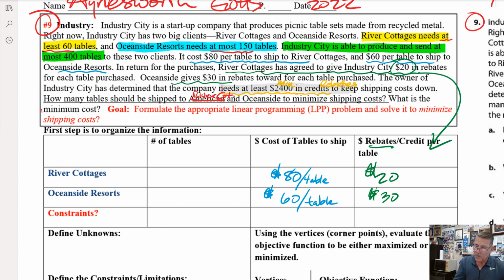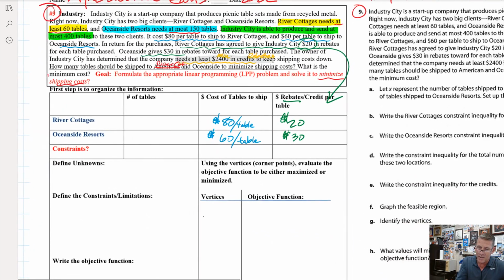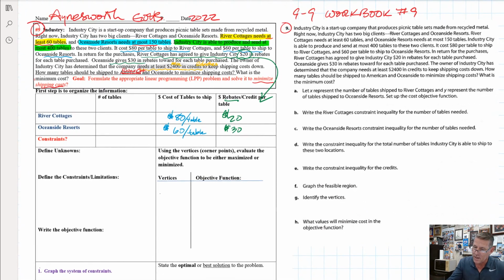Okay, so how would we do that? How do we minimize the shipping cost? Our goal in this problem is to minimize, not maximize, but minimize the shipping cost. So we need an objective function that talks about the cost of doing things here. And to do that, we need some variables first. So let's go back to the workbook and annotate a few things. It says let x represent the number of tables shipped to River, and y represent the number of tables shipped to Oceanside. So let's do that.